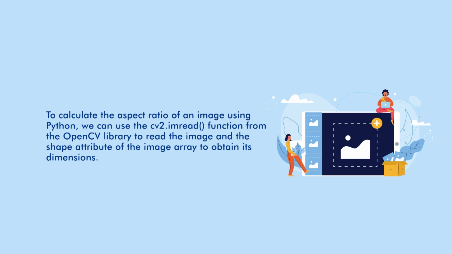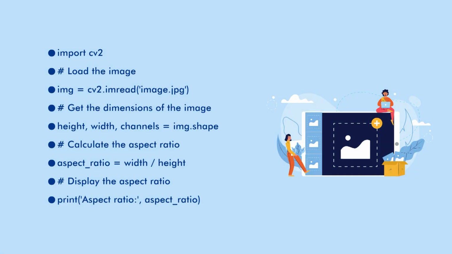To calculate the aspect ratio of an image using Python, we can use the cv2 imread function from the OpenCV library to read the image and the shape attribute of the image array to obtain its dimensions. Here is an example code that demonstrates how to calculate and display the aspect ratio of an image. In this code, we have to import the library first. After that, the same step, we load the image by imread, then get the dimensions of the image, in the sense of height, width and channels. After that, we calculate the aspect ratio, then display it.